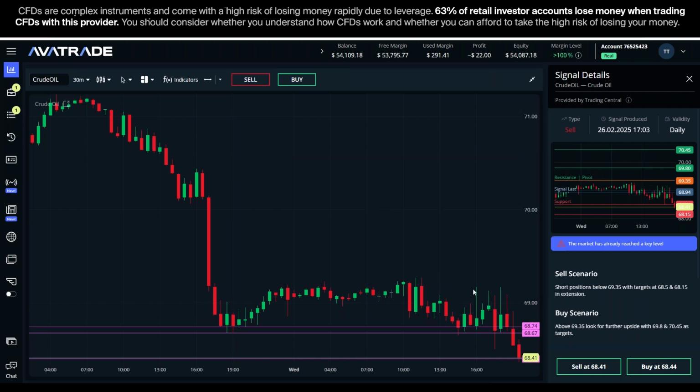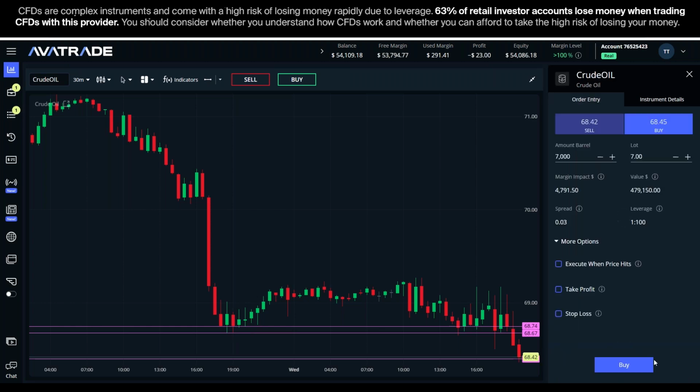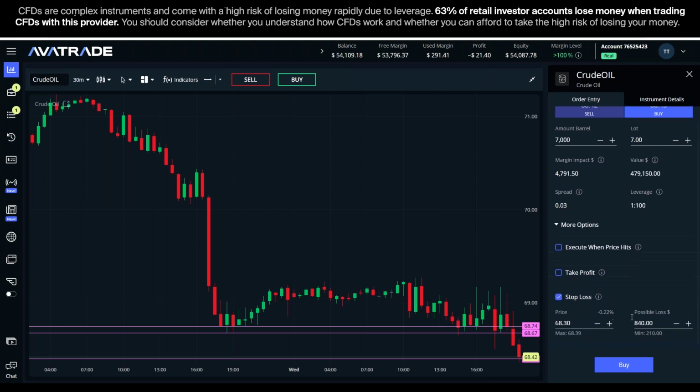Okay, if it hits 68.75, then it's broken back above this broken support on the 30-minute candles. Okay, so if I'm then buying, the stop loss then is going to be... and I'm going to execute when price hits, so it's a pending order, 68.75 or something above that.